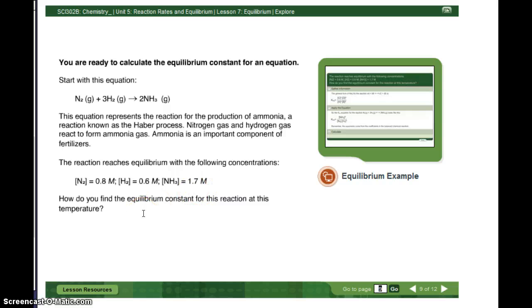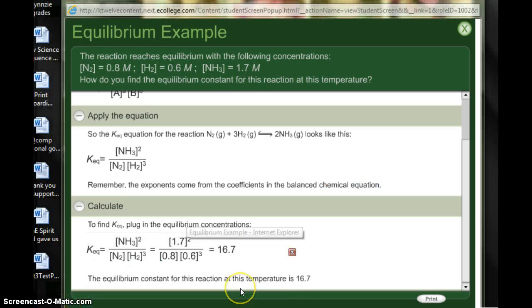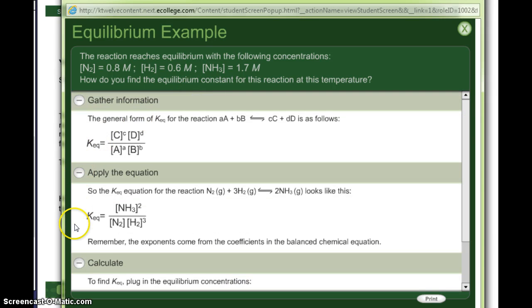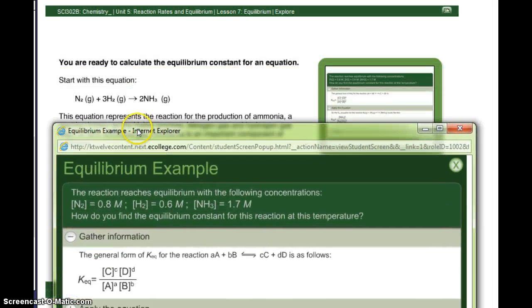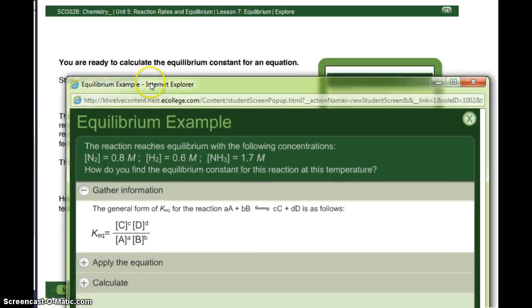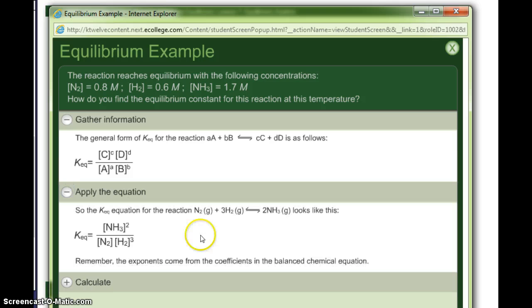How do you find the equilibrium constant for this reaction at this temperature? If you can do it, hit the pause button and go through and do it. If you're not there yet, that's okay. Remember, you want to start with the concentration of the products over the concentration of the reactants. So you do need your balanced chemical equation. And then you have your products to the power of 2 over your reactants, the N2 times the H2 to the power of 3. Where did this 3 come from? From the coefficient in front of it. Remember, the exponents come from the coefficient in the balanced chemical equation.